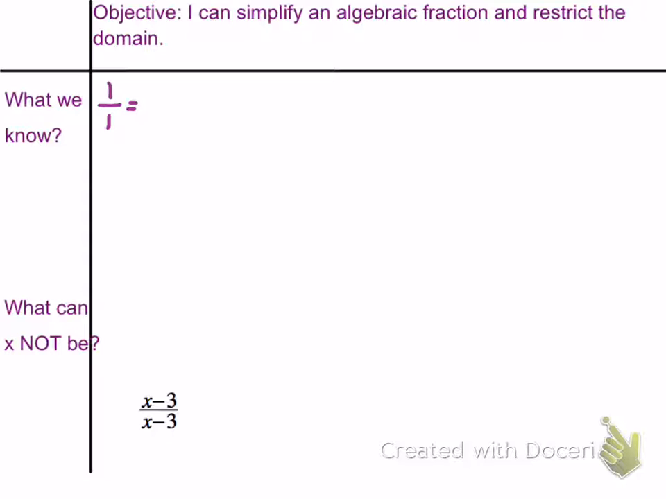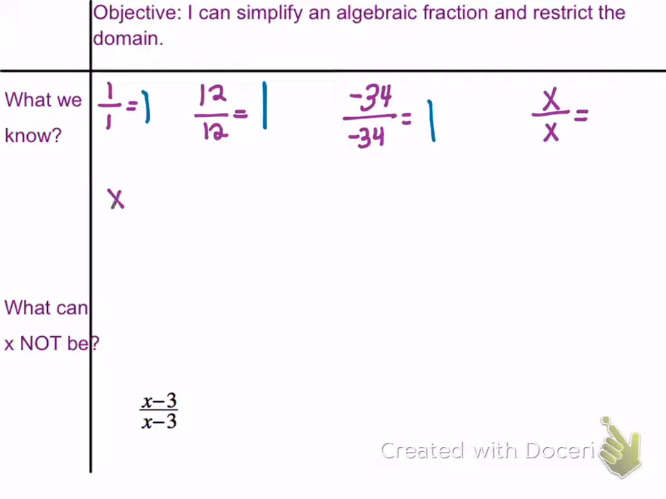So we know that 1 divided by 1 is 1. Okay? You're going to start to see some patterns emerge. The next thing I'm going to ask you is 12 divided by 12. And again, that also equals 1, okay? I could ask you something with negative numbers. So I could say, what is negative 34 divided by negative 34? Okay, and again, that is 1. And this idea of dividing and making ones is going to be what helps us simplify our fractions as we go. So I could ask you then, what is x divided by x?